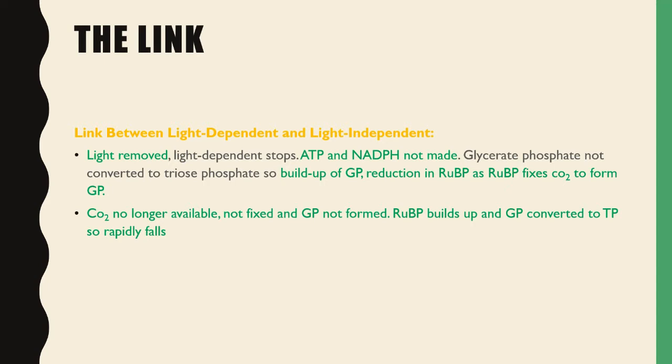So with CO2 no longer available and not being fixed, and GP not being formed, RuBP will build up and GP will be converted to TP, and it will rapidly fall. So that's essentially the link.